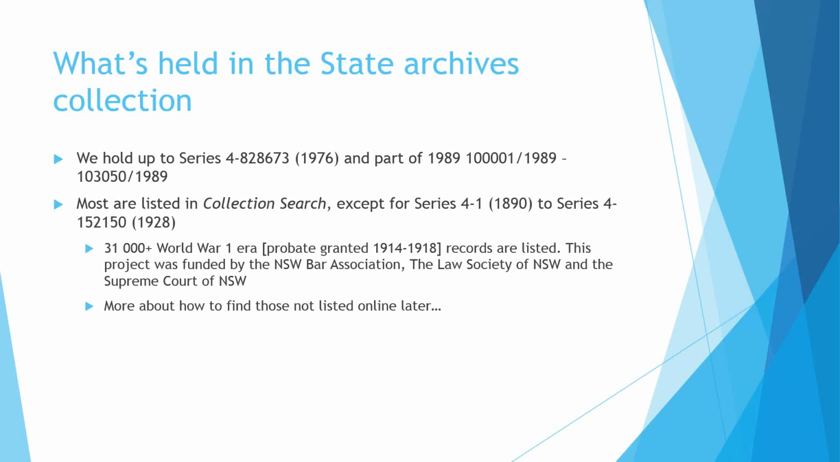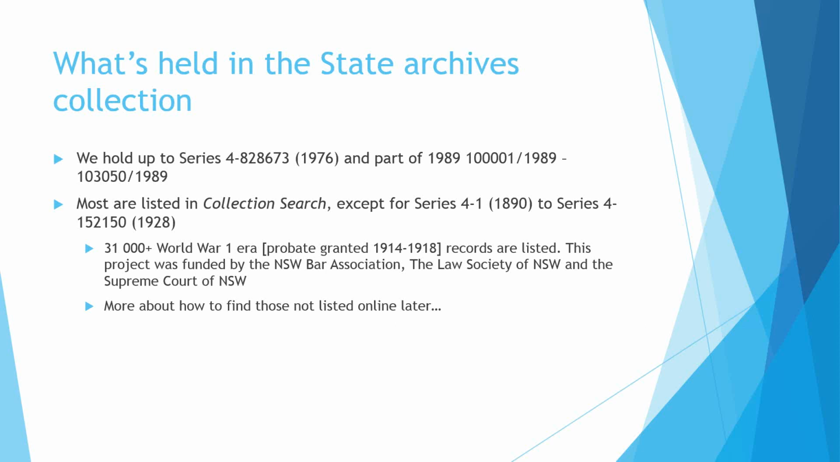In the State Archives collection, we hold probate packets from when they started back in 1817 right up to 1976. So the highest number that we store here is Series 4, number 828673. And then we also hold part of 1989, so the first 3,050 packets from 1989. The remainder of the packets that aren't held at State Archives are still held by the Supreme Court. So they created the records and they keep a hold of those records for a period of time before they transfer them to State Archives. And at the moment, they've transferred up to 1976 and a bit of that 1989 period.